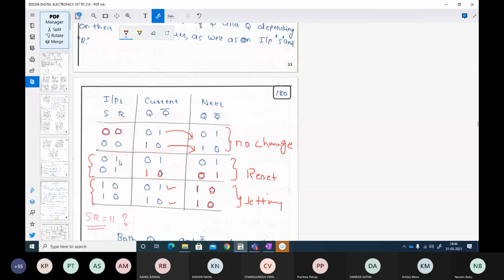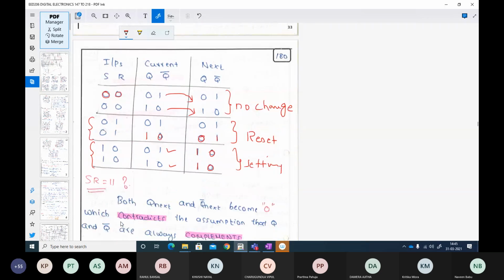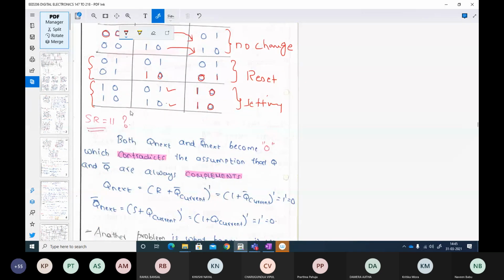Now we have been studying only 3 possible combinations. What will happen to 1, 1? This 1, 1 is a peculiar case, which means that you must not make your SR flip-flop go to 1, 1 at all. Why? Because this will give you contradictory outputs. Let us see how it gives us a contradictory output.